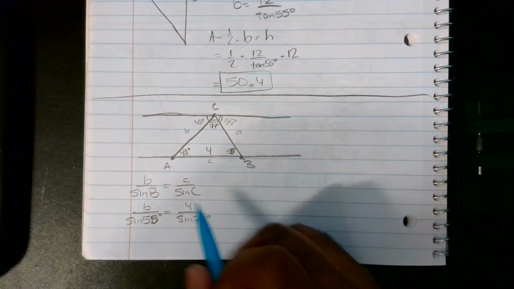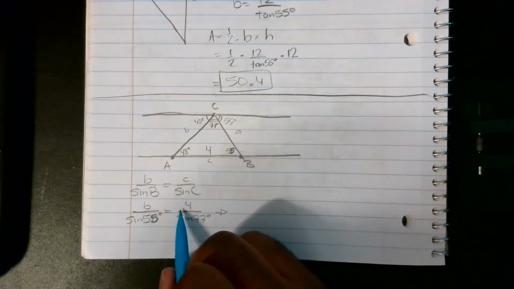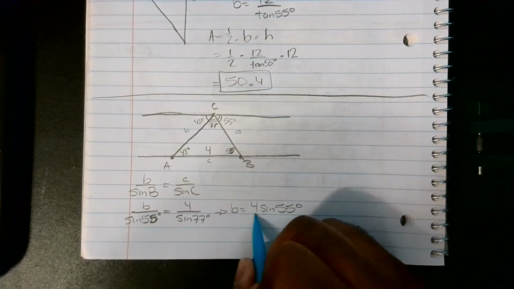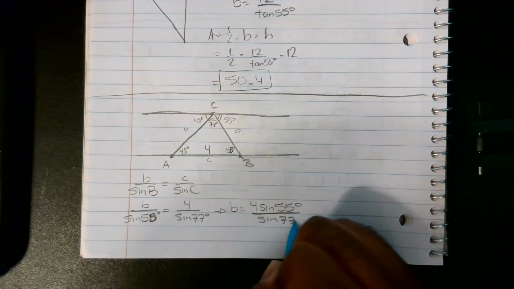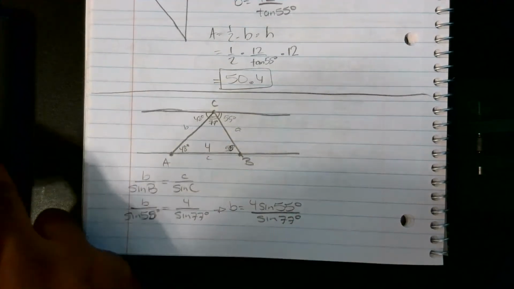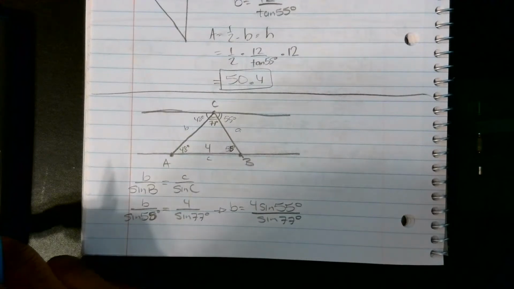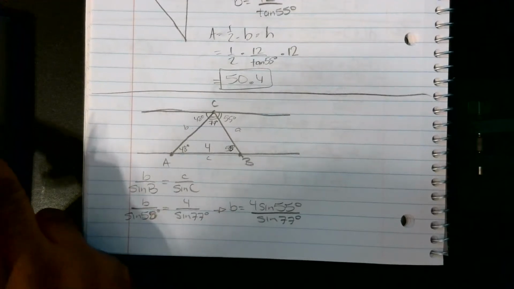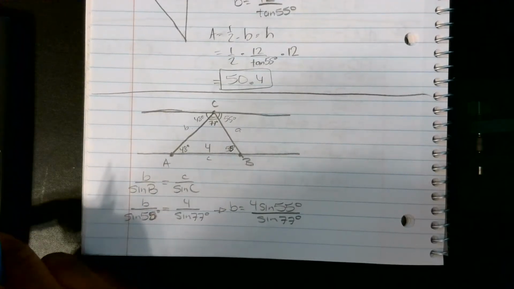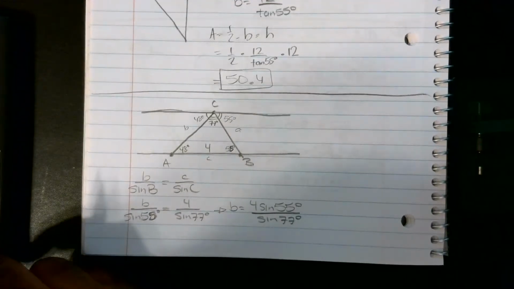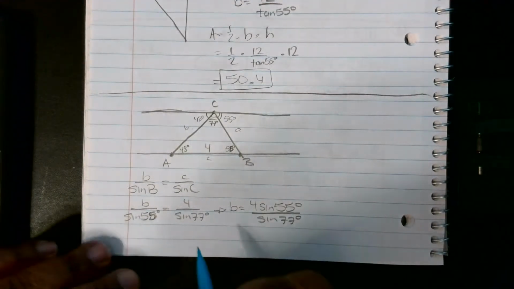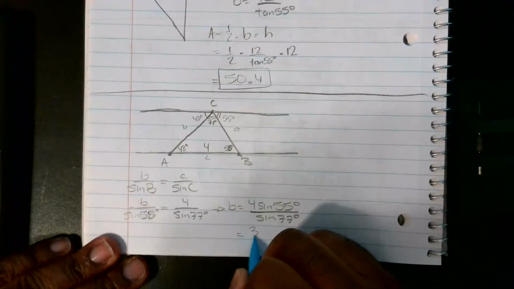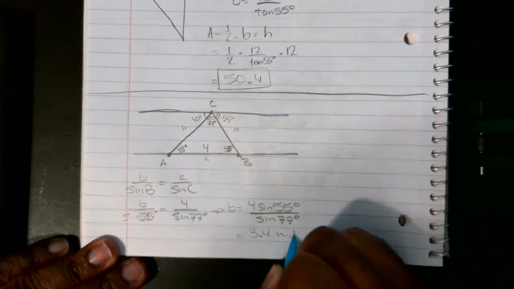The reason I do it like this is because with simple algebra, we get b equals 4 sine of 55 degrees over sine of 77 degrees. Put that in your calculator: 4 sine of 55, over sine of 77. They say round to the nearest tenth, so I end up with 3.4 miles.